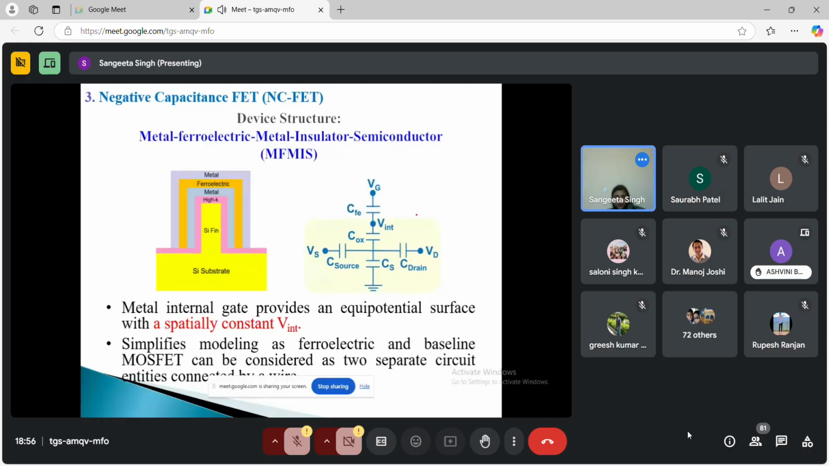This is the very third device, and I tell you it is the most potential device. Why am I saying it is the most potential device? Because please see, the negative capacitance FET, NC-FET, is a symmetric device. So if your source is N plus, your drain is also N plus. If your drain is P plus, your source is also P plus. So it is a symmetric device, the same as MOSFET. But how is it different from MOSFET?